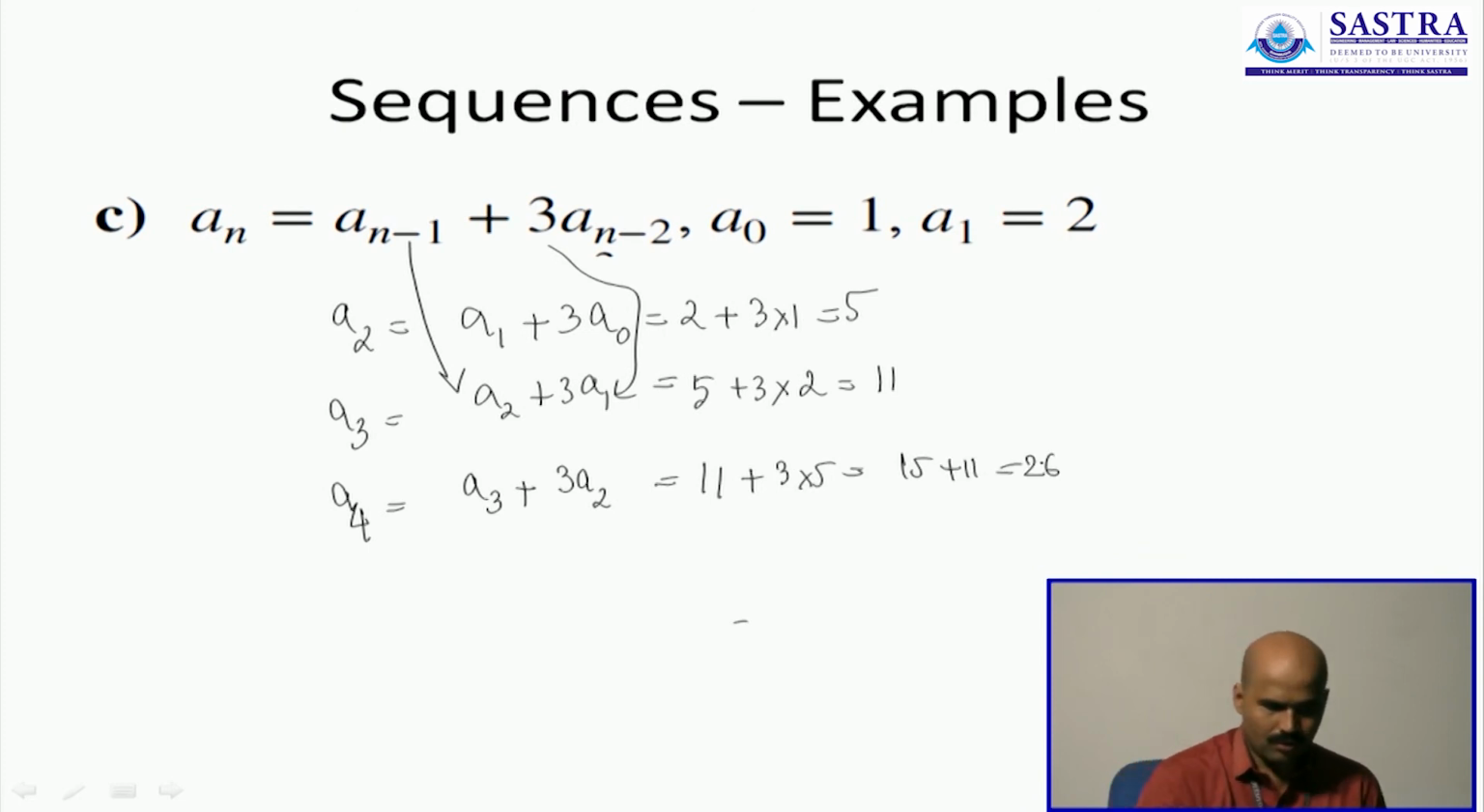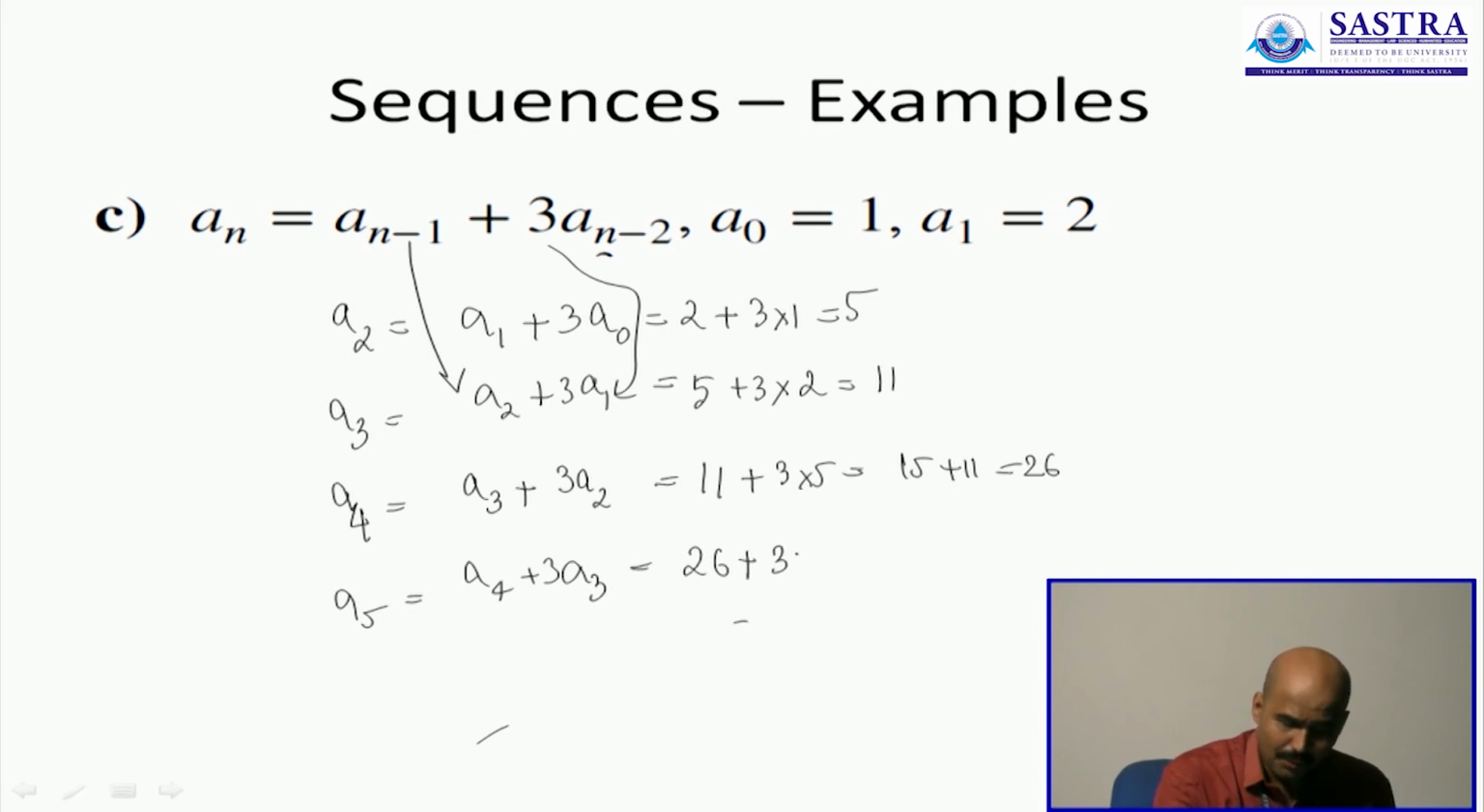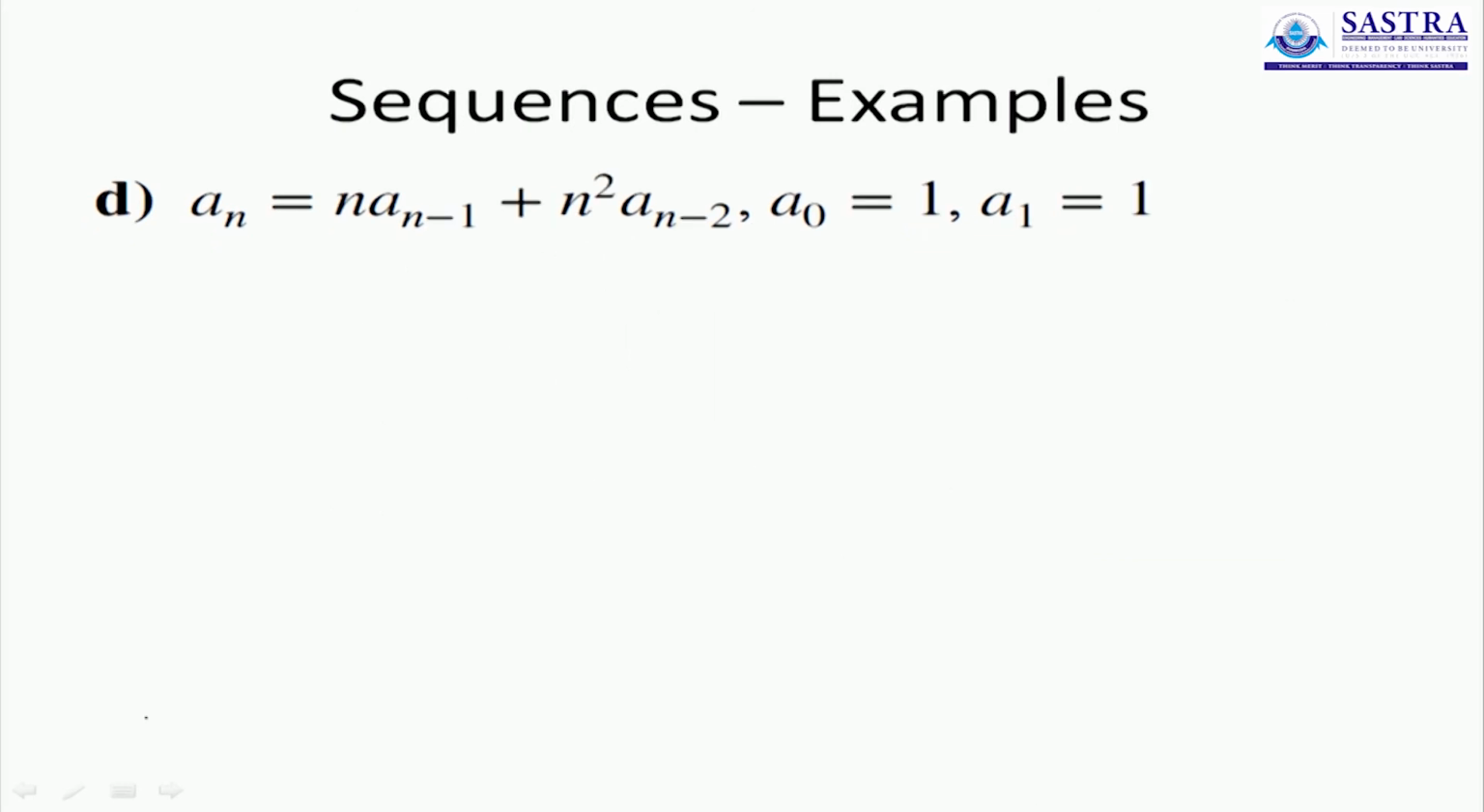And lastly, A5 is A4 plus 3 A3. A4 we already know to be 26. 3 A3, we know A3 to be 11, so that's 33. So 26 plus 33 is going to be 59. So our sequence is 2, 5, 11, 26, 59. That's the sequence. We will now proceed to the next example.